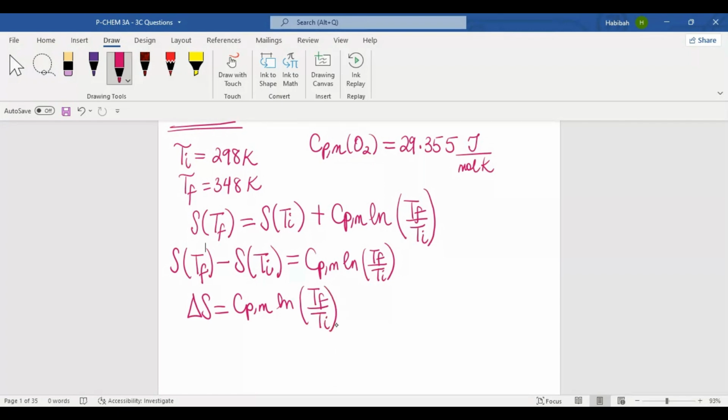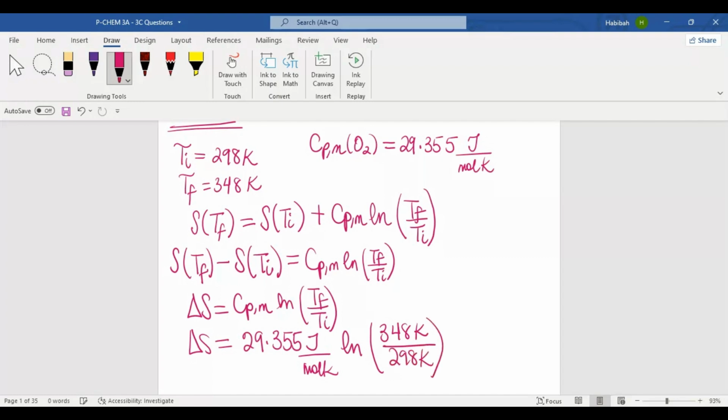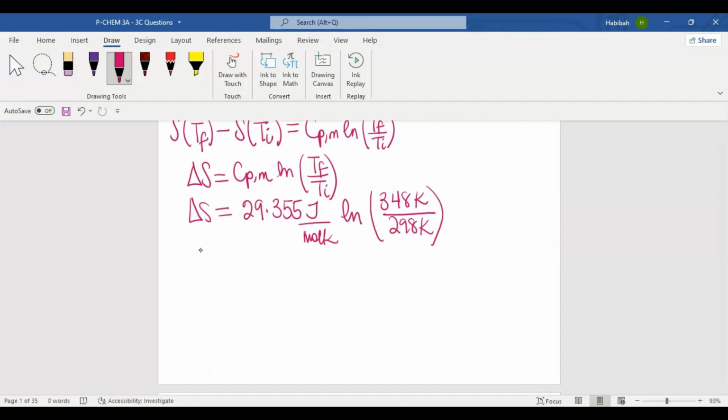So this is actually what you're going to be working with. Of course, we've reached this point, and we're just going to substitute whatever we have. Change in S is equal to the molar heat capacity at constant pressure for O2 gas, 29.355 joule per mole Kelvin, times ln T final over T initial. T final is 348 kelvins and T initial is 298 kelvins. Because we have the same units, we can just cancel out the Kelvin.